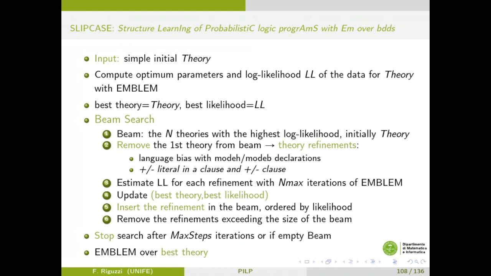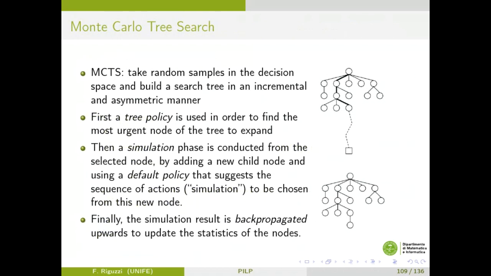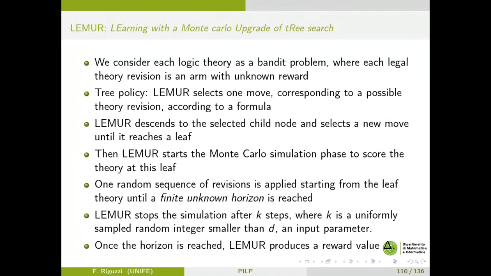And so we applied a more refined search, which is Monte Carlo tree search. In Monte Carlo tree search, you have a search tree and you want to decide where to expand. You first select a node to expand, and then you perform a Monte Carlo search starting from that node, going down for a fixed number of steps selected at random, and evaluating the state that is reached, then propagating back the evaluation. This is obtained by considering the search in the space of logic theories as a bandit problem.